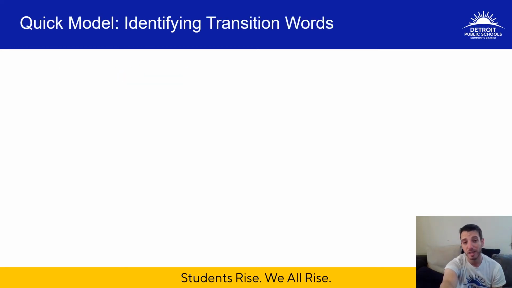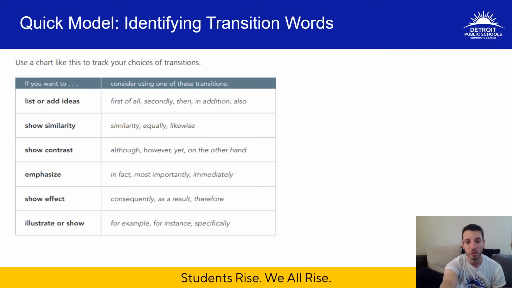So the quick model today is around identifying transition words. We're first going to go over this chart here. We're going to look at the 6 major categories of transition words and phrases, and then we're going to look at examples of each. And then finally, we're going to close out by looking at the first paragraph of the launch text. And I'm going to model for you what you're going to have to do by yourself later, which is identify these transition words and phrases in the launch text.